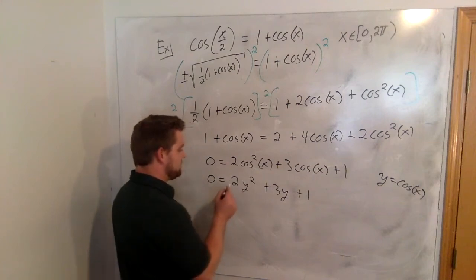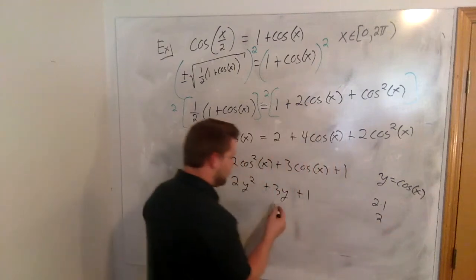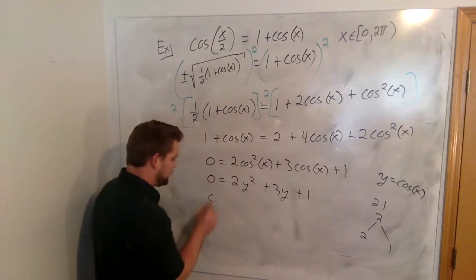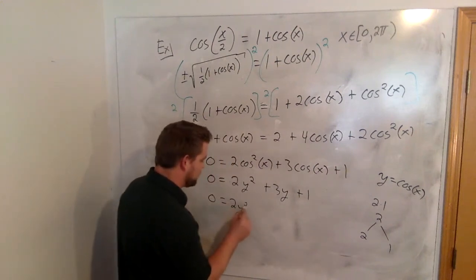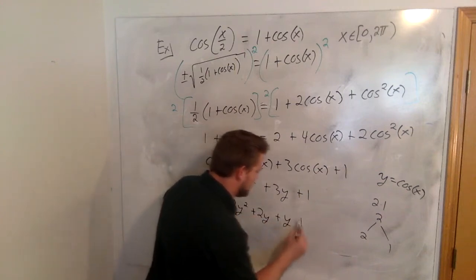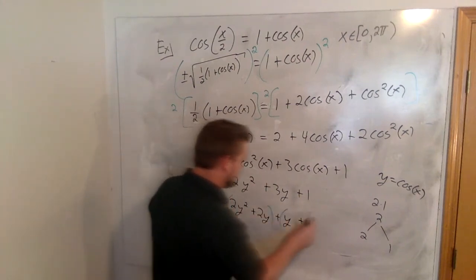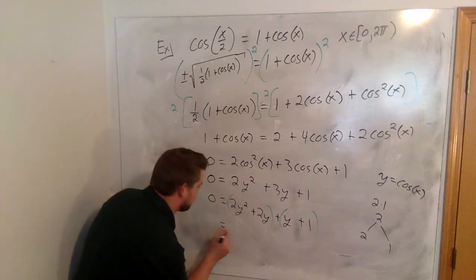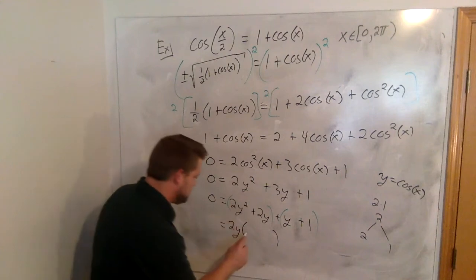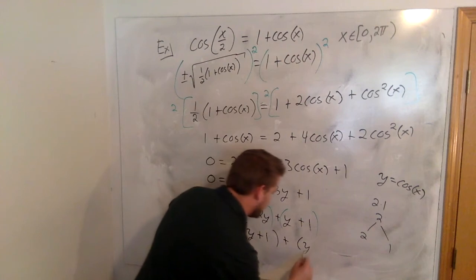So let's use the AC method. We'll take the A and the C and multiply them together. So 2 times 1, we get 2. We need factors of 2 that add to 3, so I think 2 and 1 will work. So here we'll get 0 equal to 2y squared. Let's split up the middle term: plus 2y plus y plus 1. Okay. Let's group the first two terms and group the second two terms. Looks like in our first set of parentheses we can factor out a 2y, and we'll be left with y plus 1, plus another y plus 1.